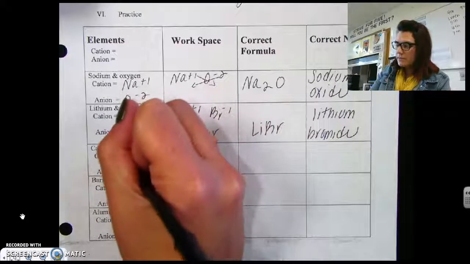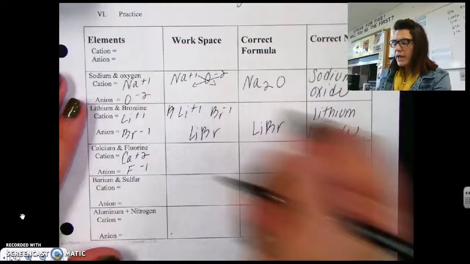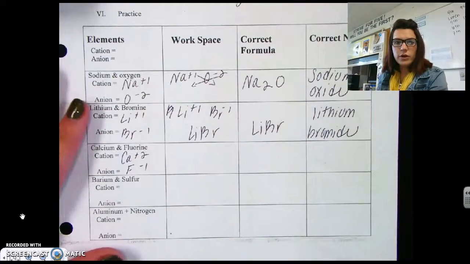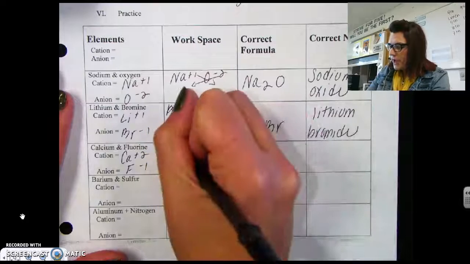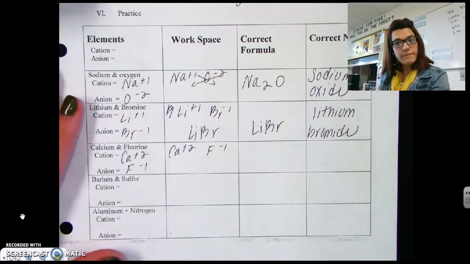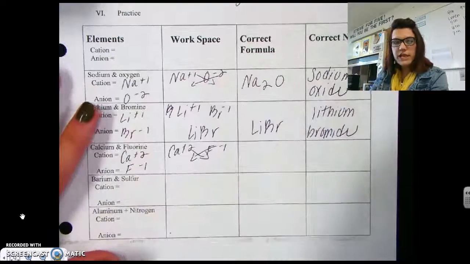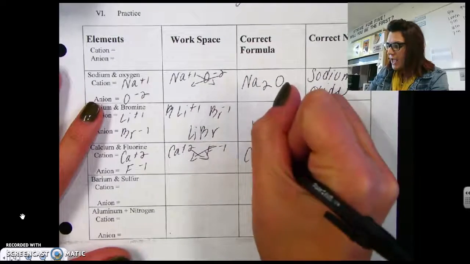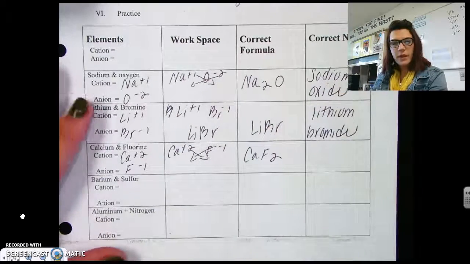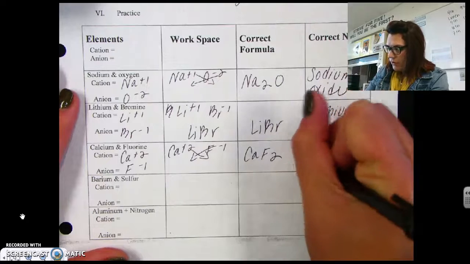So calcium is my cation, Ca plus 2. Fluorine is my anion, has a -1 charge. Okay? So calcium plus 2, fluorine minus 1. Do the charges cancel? No. So 2 goes to fluorine, 1 goes to calcium. Therefore, it would be CaF2. And then I'll name this as calcium fluoride.